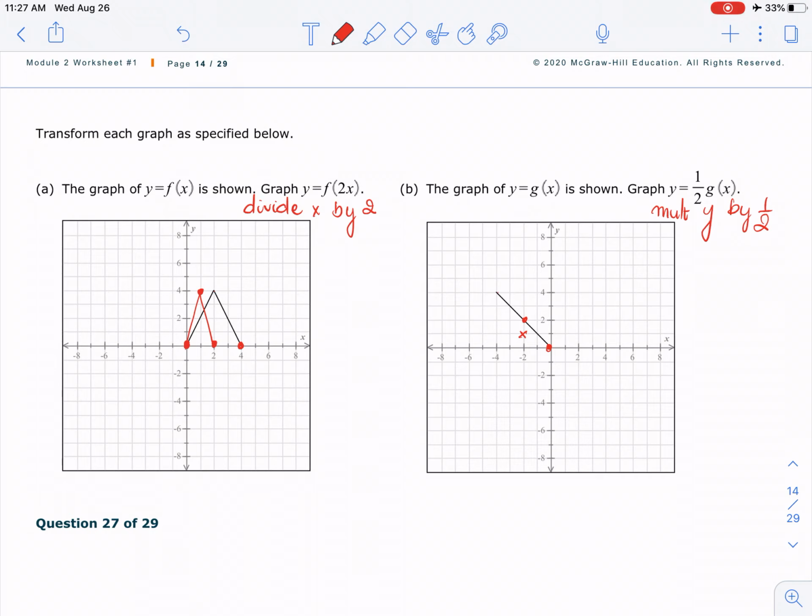And then this is 4. You multiply y by half, so that means you divide by 2, so you're going to get 2. So now we get our graph.